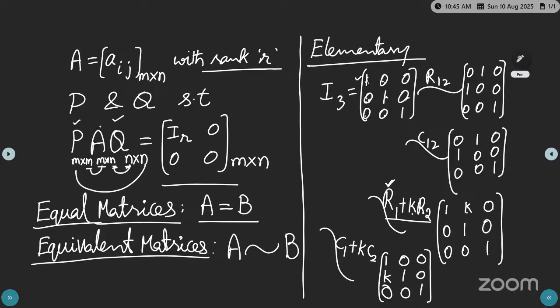A matrix obtained from a unit matrix or identity matrix by a row or column transformation.